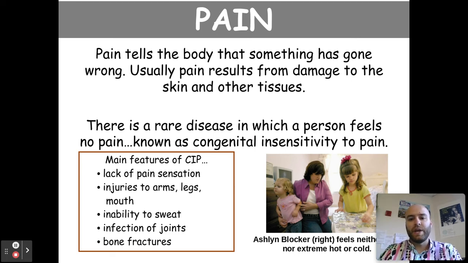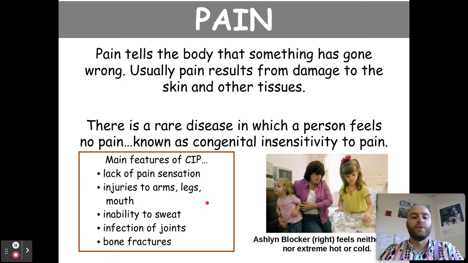But if you can't feel pain, that means you have no idea if some part of your body is damaged or something's going wrong. So the main features of CIP are a lack of pain sensation, which is going to lead to a lot of injuries to your arms, legs, and mouth, an inability to sweat because your body's not detecting that it's overheating, infections in your joints, and bone fractures, none of which you'll notice unless you physically see it. So think about those times where something as simple as biting your tongue or your cheek while you're eating hurts so much. You'd have no idea if you did something as simple as that.